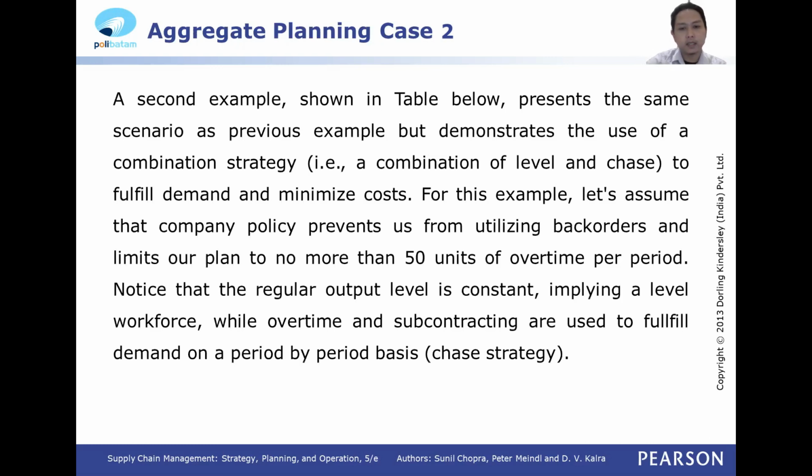And then we will compare the strategy in case 1 with the strategy in case 2, where a second example shown in the table below presents the same scenario as the previous example, but demonstrates the use of a combination strategy. That is a combination of level and chase strategy to fulfill demand and minimize cost. For this example, let's assume that company policy prevents us from utilizing back orders and limits our plan to no more than 50 units of overtime per period. We use a level strategy, in which the regular output level is constant, implying a level workforce. And we use a chase strategy, in which overtime and subcontracting are used to fulfill demand on a period by period basis.